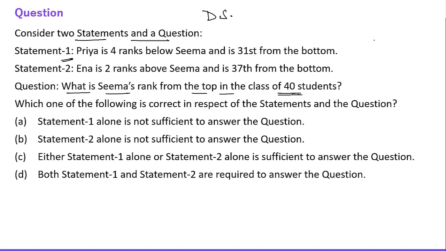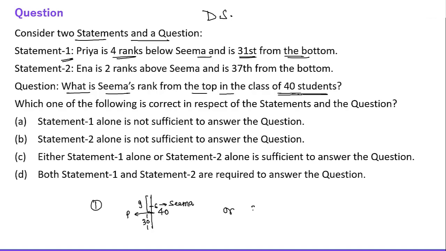See everyone, the question is saying what is Seema's rank from the top in the class of 40 students. I'm taking the first statement only, statement number 1. In the class 40 students are there, right? Priya is 4 ranks below Seema and 31st from the bottom. Priya is 31st from the bottom. It means after Priya, 30 more students are there, and then Priya, and then 9, right? They are saying Priya is 4 ranks below Seema. Fine. So from the top, Priya is 10th, and it means 6th is the rank of Seema, right?